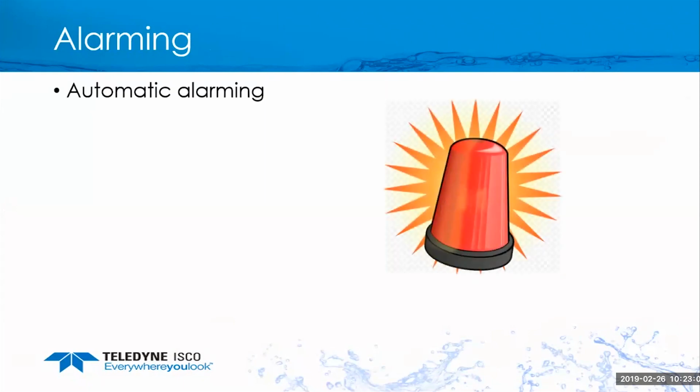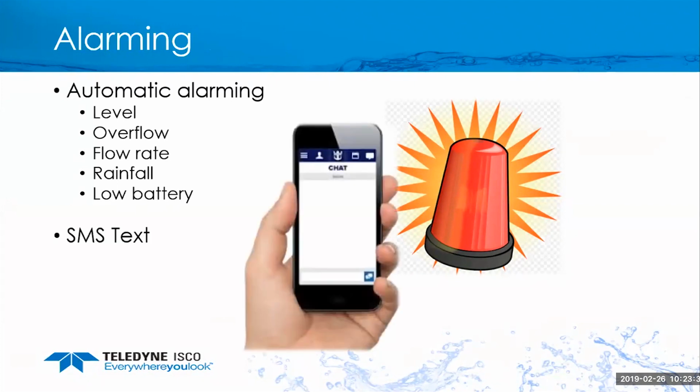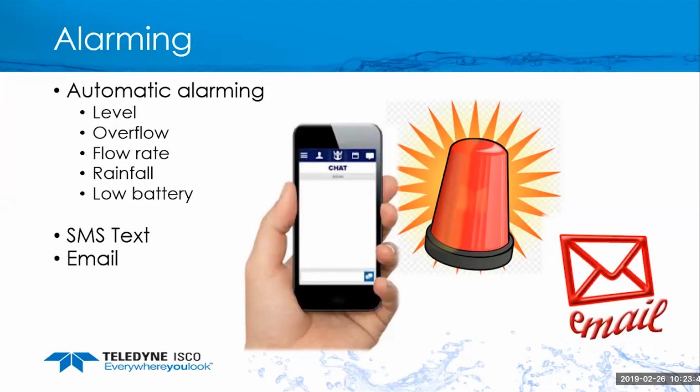Other things to consider is alarming. So you may want to have automatic alarming, letting you know that your batteries are low if it's a portable application, or if the level is too high, you're in an overflow, the flow rates have exceeded a certain value, or when you have rainfall or low batteries. So this will indicate when you need to send crews out to investigate the sites and do maintenance or retrieve data. Other alarming could be texting. So you could set it up for any of those conditions to send you a text to let you know when you have to go out and visit a site. Or you could get your alarm from an email.